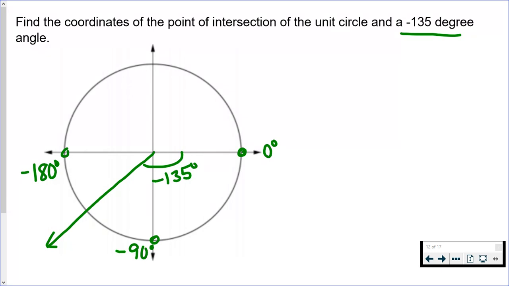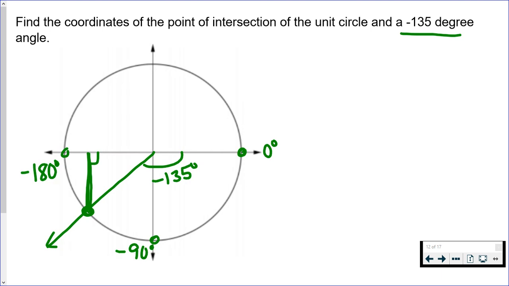So what you're going to do is take this ordered pair that we're trying to find and draw a straight line down to the x-axis. This forms a special right triangle. Okay? You always draw from the point down to the x-axis.